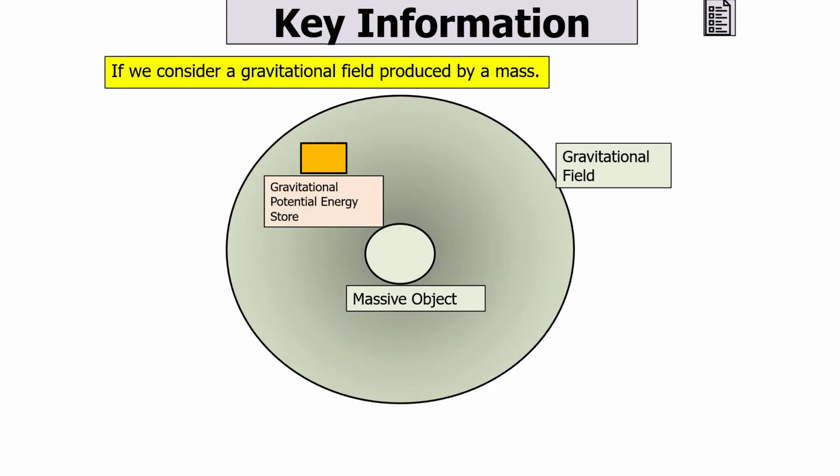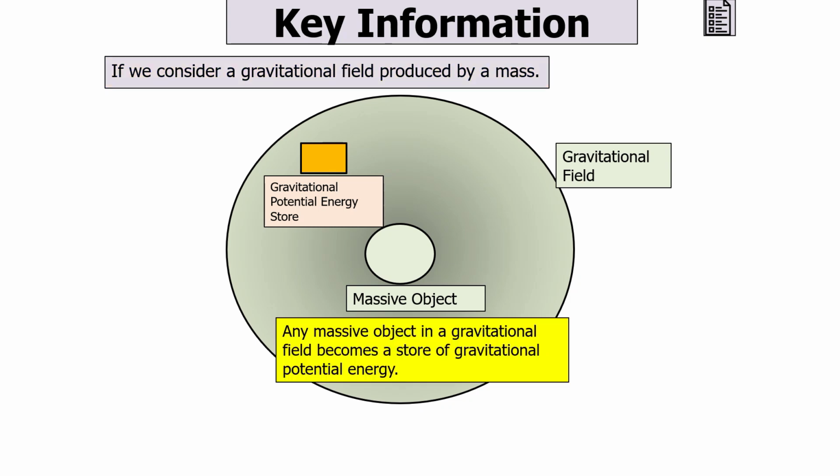So, if we consider a gravitational field produced by a mass, any massive object in a gravitational field becomes a store of gravitational potential energy. Now, this is considered a scalar quantity, as the gravitational potential energy is stored in the object. This can be considered an absolute quantity, as it's not dependent on any other factor except the gravitational field.